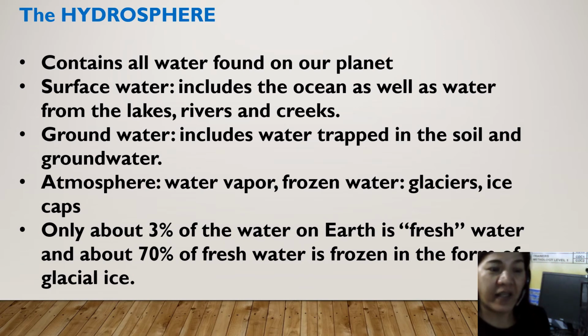Okay, when you inhale, what you take in already includes what we call water vapor, and that is part of the hydrosphere. So again, as I told you earlier in the atmosphere, 21% is oxygen, and we inhale the oxygen in the atmosphere. Only about 3% of water on Earth is fresh water. About 70% of fresh water is frozen in the form of glacial ice.